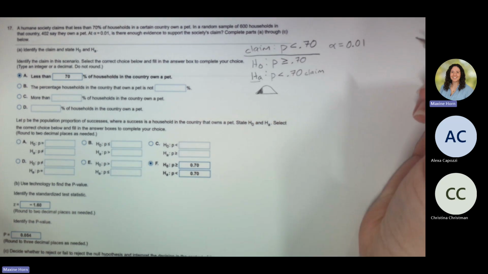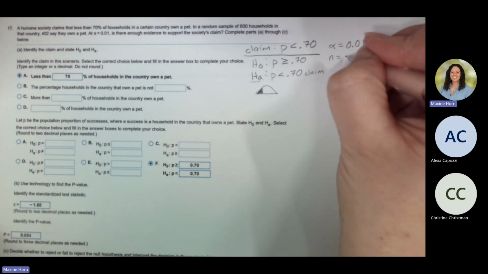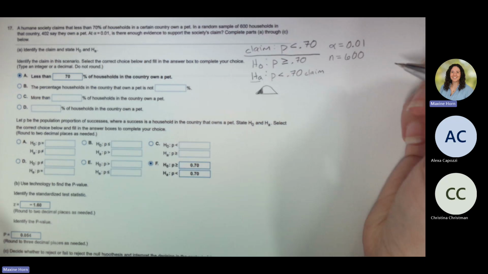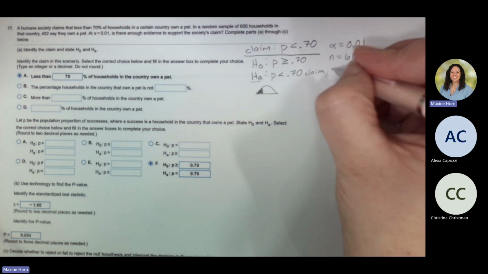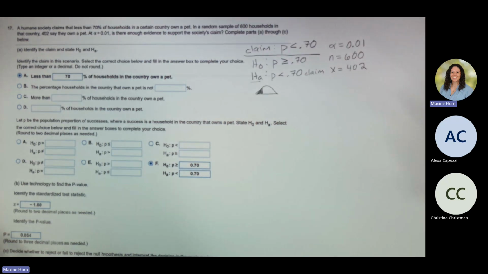Okay, so let's write down the rest of the stuff they gave us. They told us that we have a random sample, so n, sample size of 600 households, and from that sample, 402 of them said they owned a pet. So that's nice. They gave us our x and our n directly rather than giving us our p hat. If they had given us our p hat, we would have had to have worked backwards like we did in the other problem to figure out what the x is. But they just gave us the x, so that's nice.